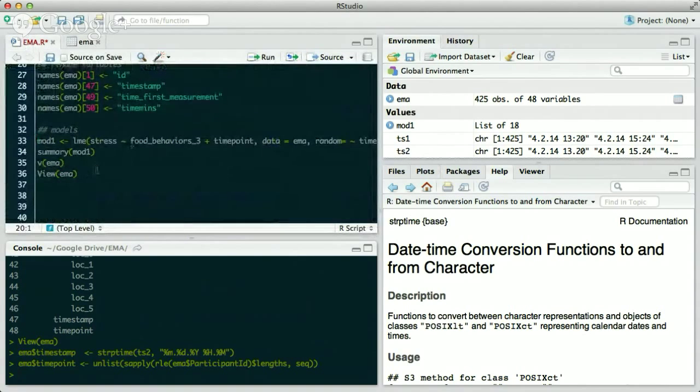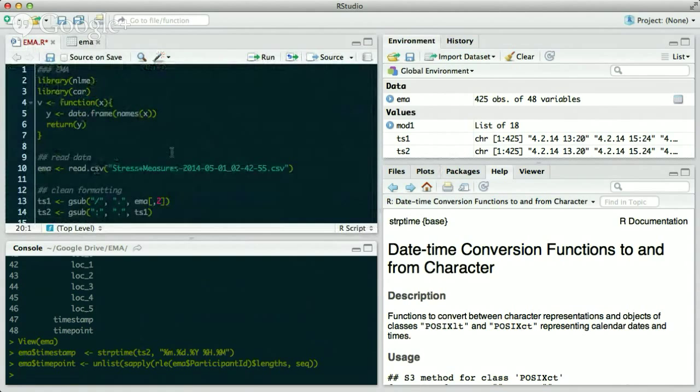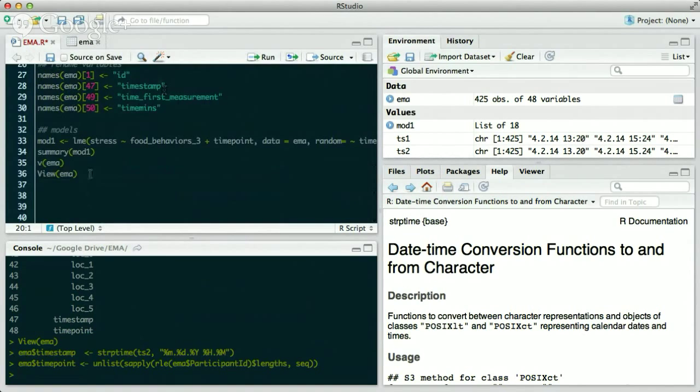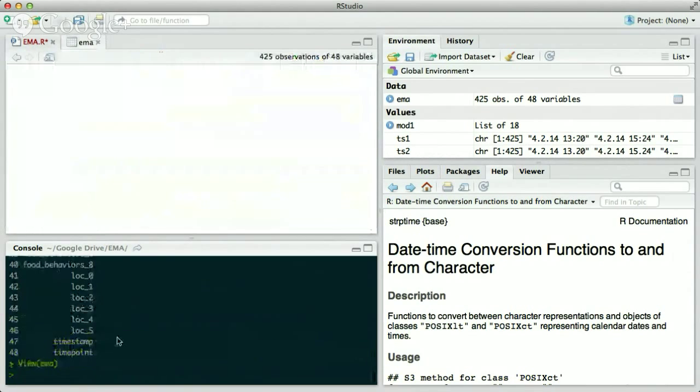Alright, so the next thing we can do is, before you do all this, you need to load in the package nlme, which allows you to do the mixed models, and then your car package. I've already done that. I'm not going to do it again. It would be a waste of time for us both. Here it is, running our model.